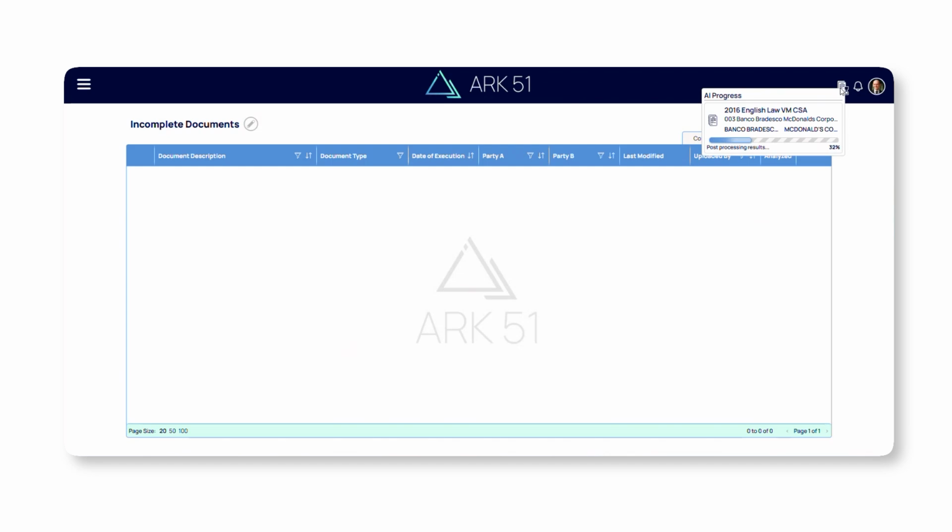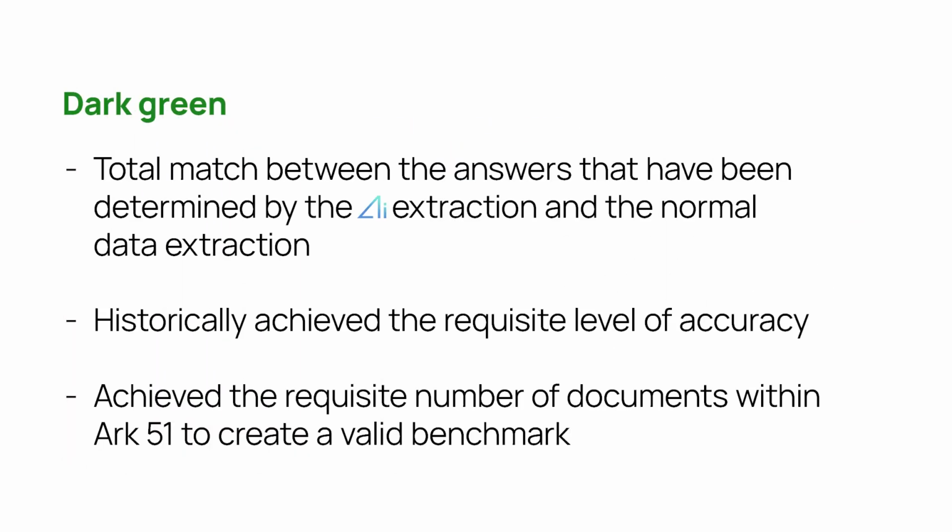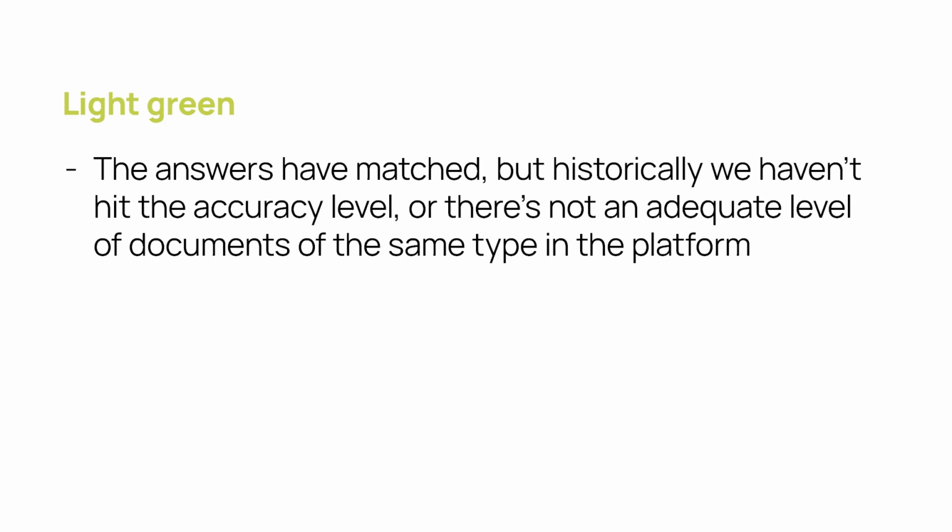While this data extraction is taking place, let's explain the way we color code the results of the 4eyes check. Dark green indicates a total match between the answers that have been determined by the 4eyes extraction and the normal data extraction process. It also means that we have historically achieved the requisite level of accuracy, and we have the requisite number of documents within Arc51 to create a valid benchmark. Answers in dark green won't be visible by default, which gives you fewer answers to check, although you can show them if you prefer. Light green indicates that two answers have matched, but historically we haven't hit the accuracy level, or there's not an adequate level of documents of the same type in the platform.